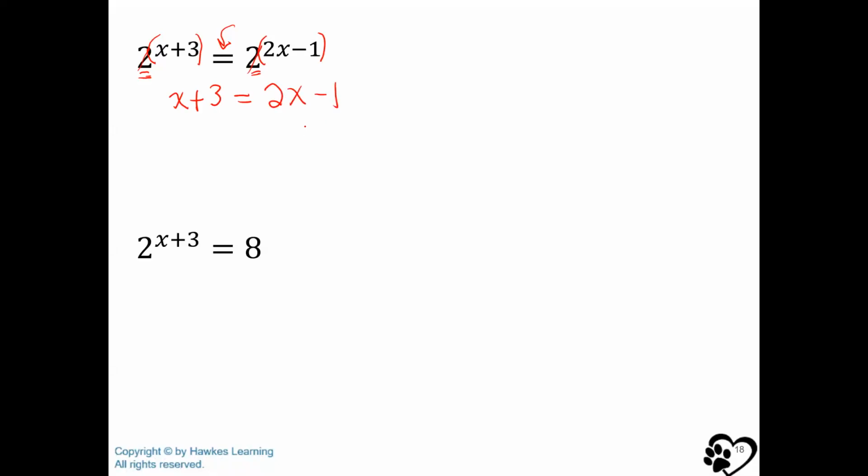Then we're going to solve for x, which means we have to get our x's together. So we're going to cancel out the smallest x. So this is gone. We have 3 is equal to 2x minus 1x, which is 1x, minus 1. We want x by itself, which means we're going to add 1 to both sides. So the final answer is x is equal to 4.